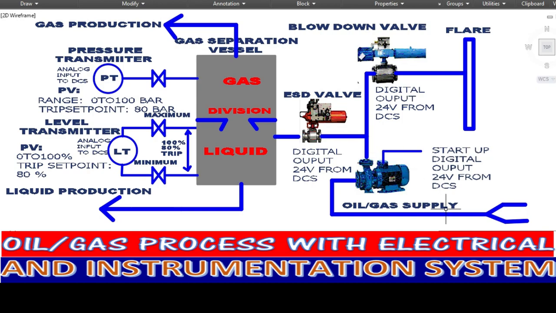Because this oil and gas material can be a toxic gas, it will be sent to the flare for burning, to be safe for the environment. So that is the explanation of the relation between the oil and gas process system and the electrical and instrumentation.